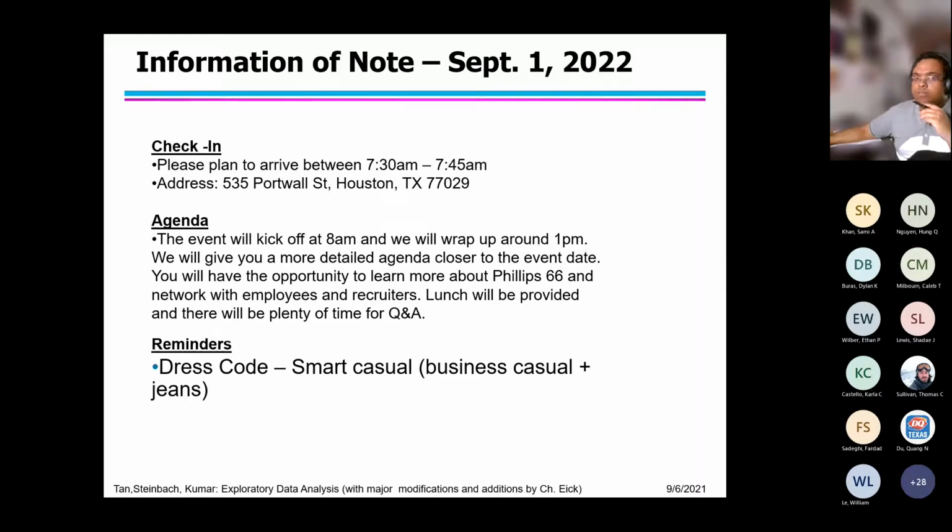It's at 535 Portwell Street, which is somewhere northeast of Houston. It's like 15 minutes from campus, so you should be able to make it. It's on Friday, next Friday, Friday the 9th. So send either me or your other TAs or Dr. Eick an email, and we should be able to handle that for you. It's a good opportunity, so try and join in.